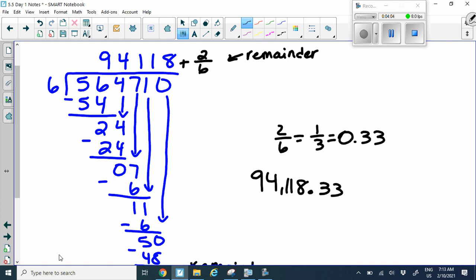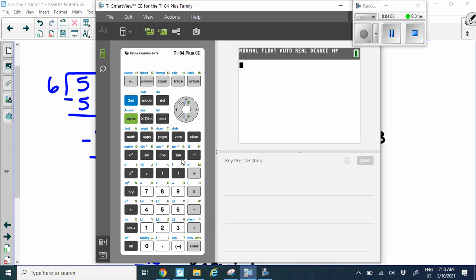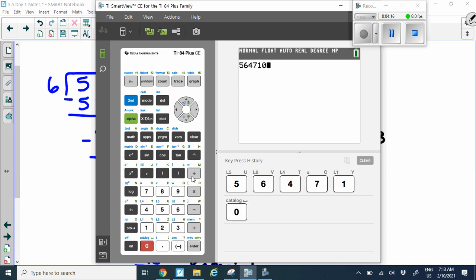And we can see if this is actually correct in our calculator. So I'm going to go ahead and do that here. I'm taking my number, 564,710 first, and divide by 6. And notice we do get that 0.33. So that is represented by that fraction, adding the 2/6, or we could also rewrite that as a decimal.